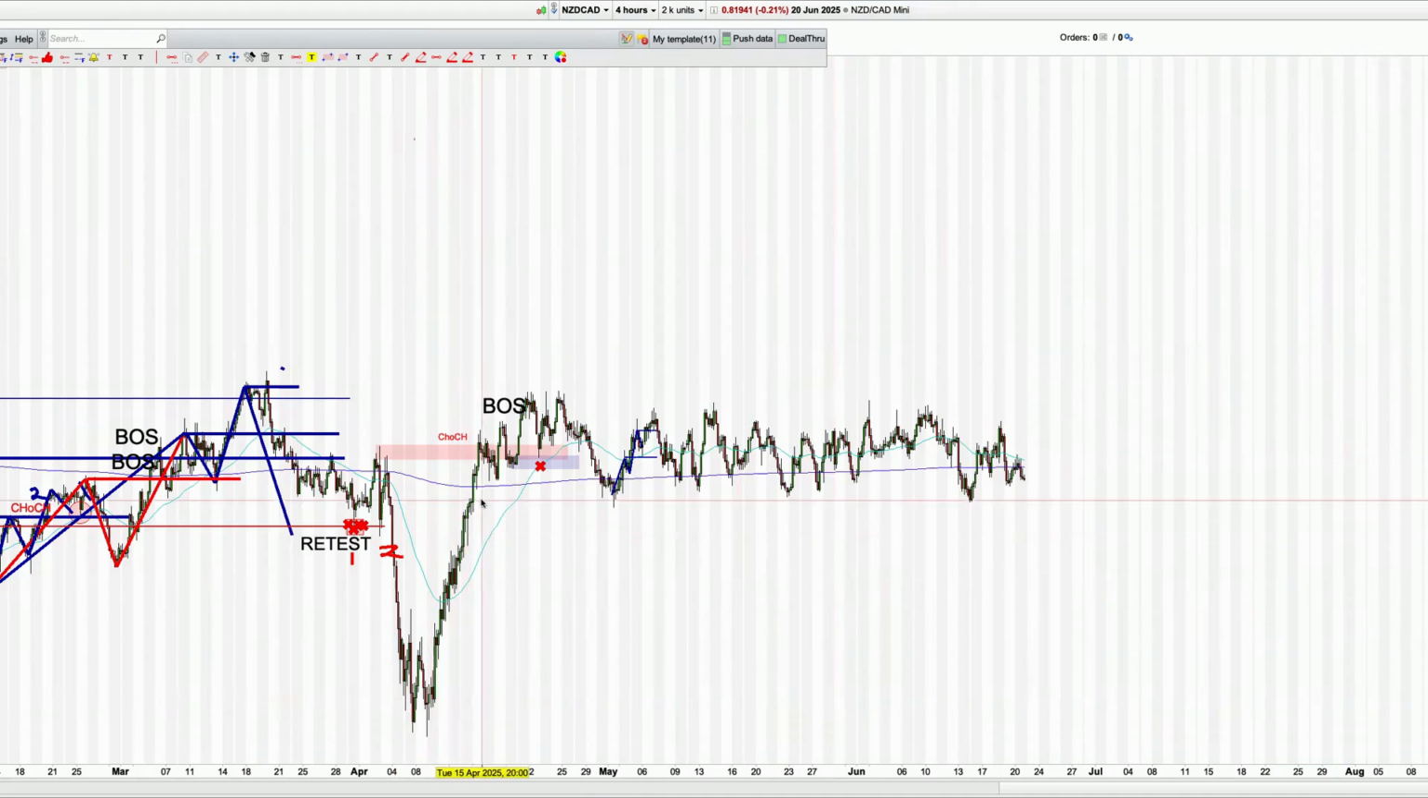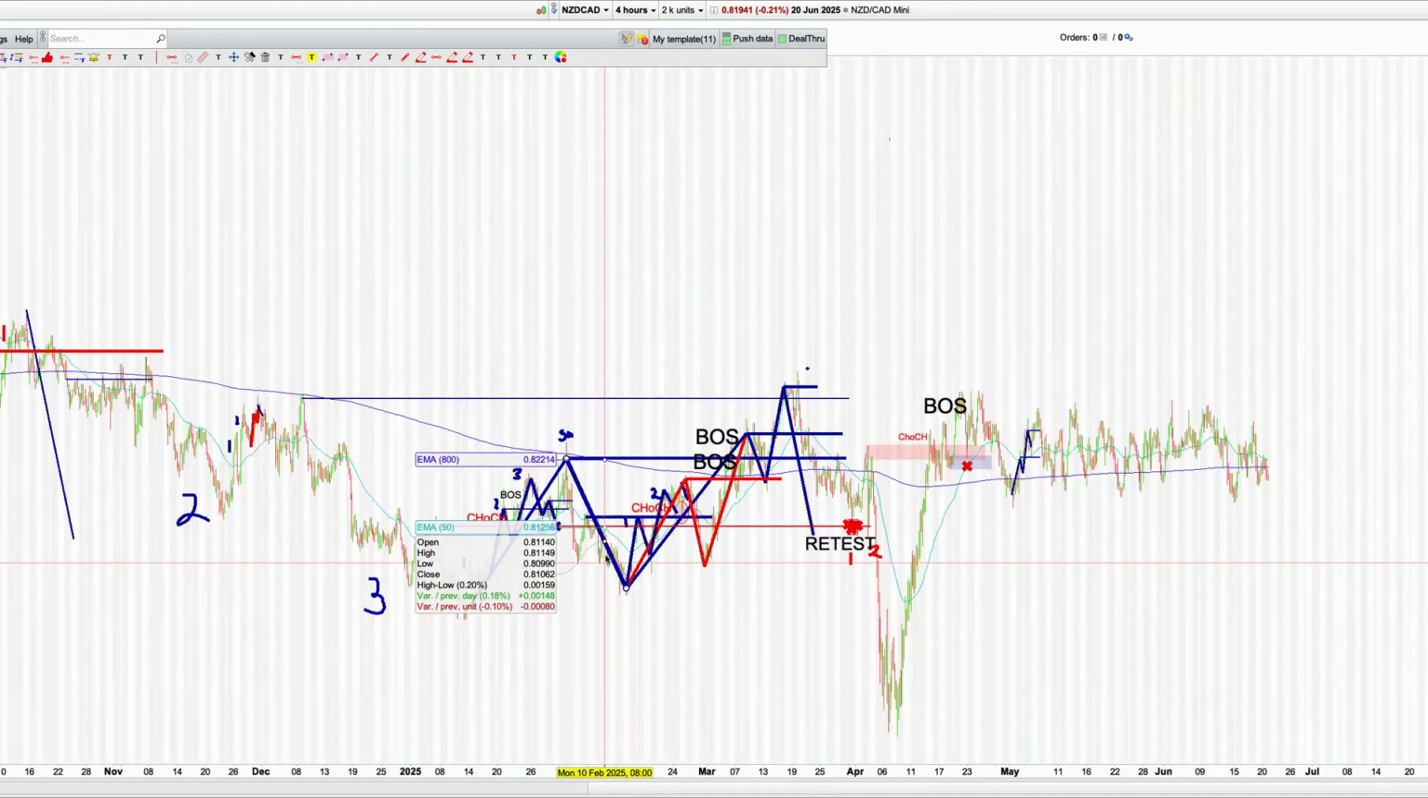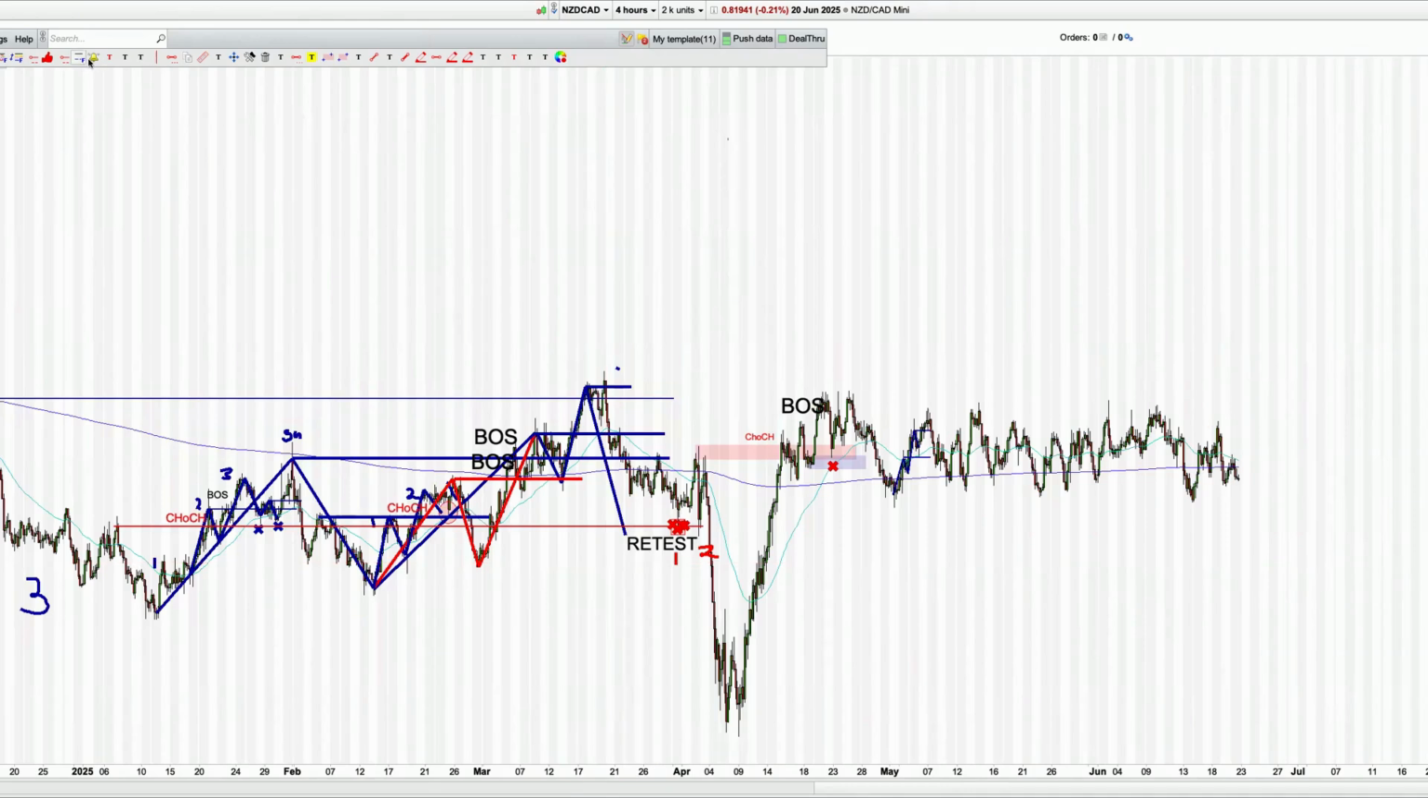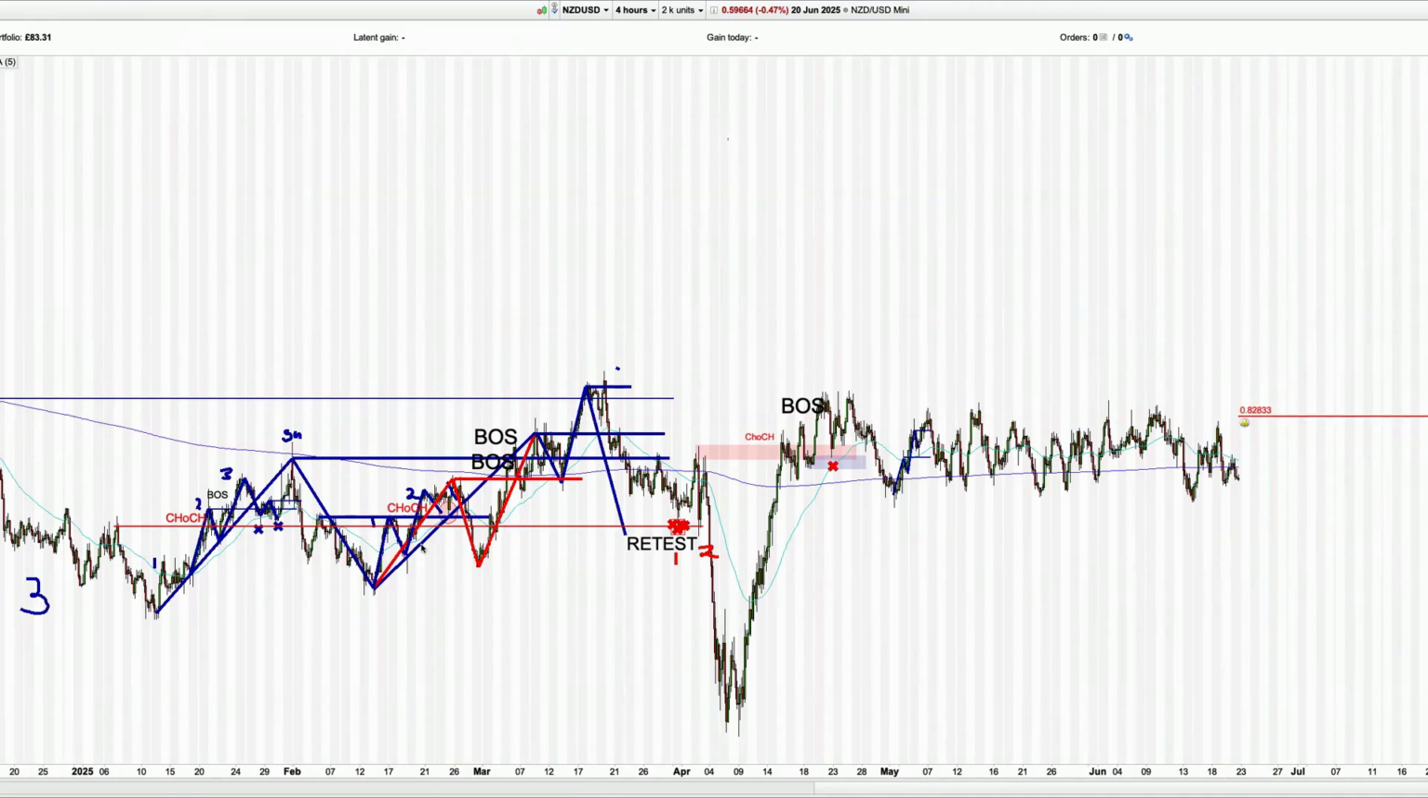This move is very strong. And this is definitely one. It's quite simple here, really, folks. You just want to wait for a break up here of the previous high and then just see if you can identify high highs and high lows.